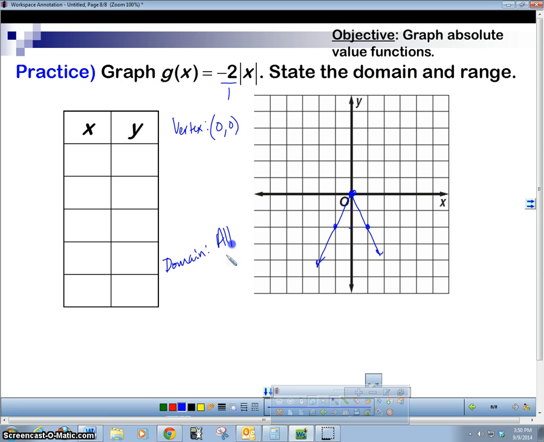Domain is all real numbers, or how you youngsters would say it, all real hashtags. Youngsters, guys, I'm only 38, so I can't be, I'm not that old.